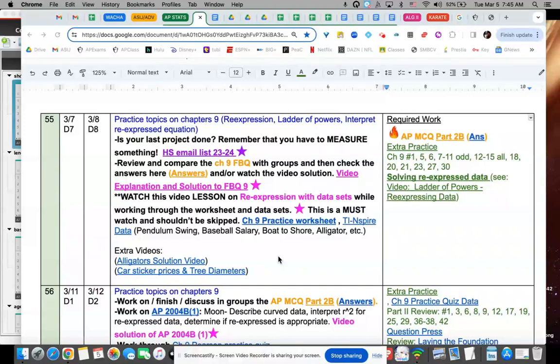Today we're going to be looking at re-expressing data that is curved, but we want to straighten it out so we can use our linear regression tools.